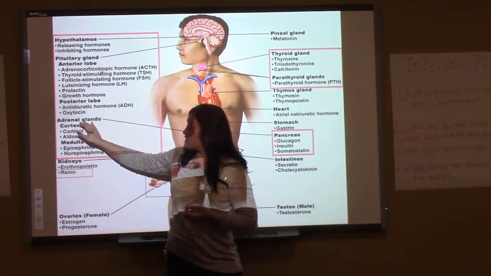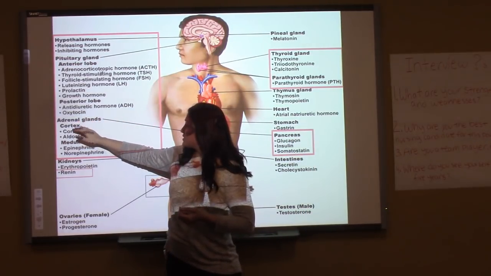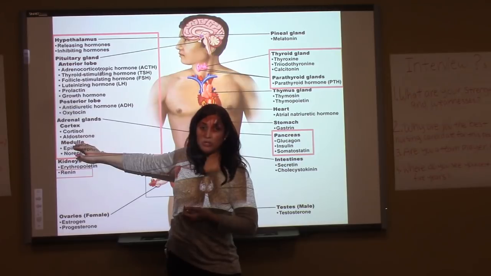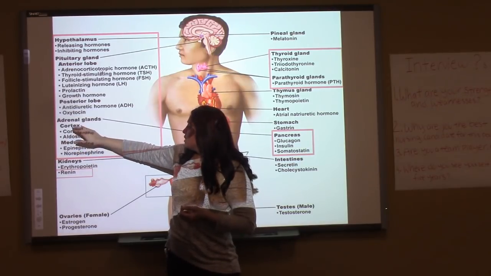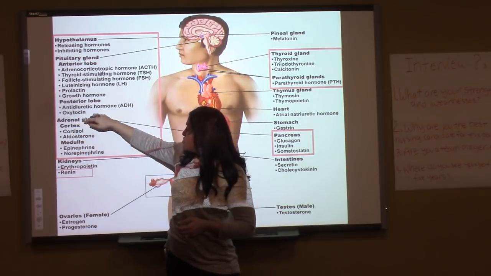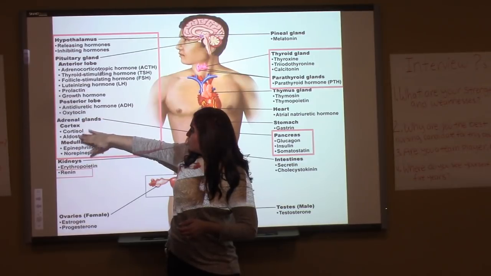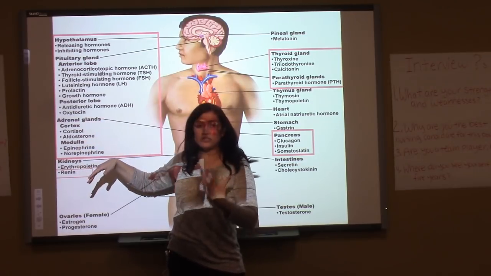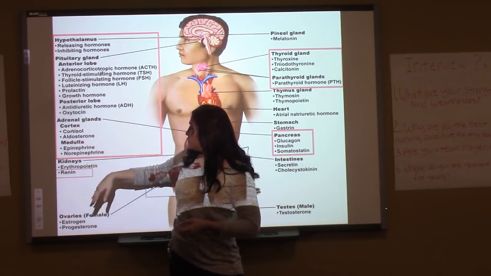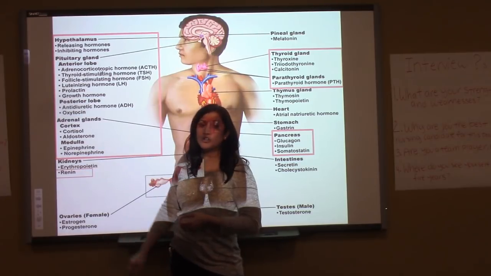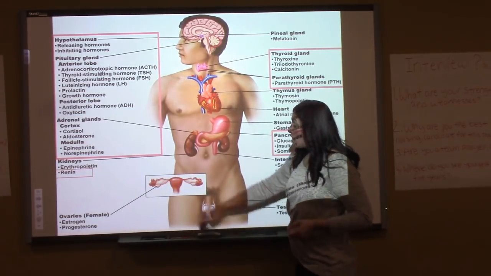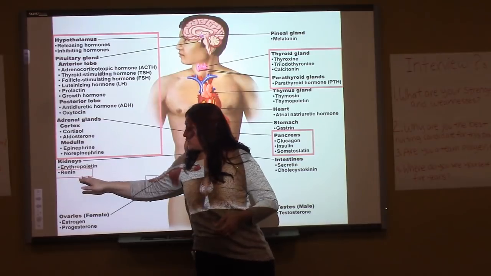Know the hormones released by the adrenal glands. The adrenal glands have adrenal cortex and adrenal medulla. Within the adrenal cortex, know about cortisol, aldosterone, and also the sex hormones. From the medulla, epinephrine and norepinephrine. For the kidneys, at the moment, only know about renin.